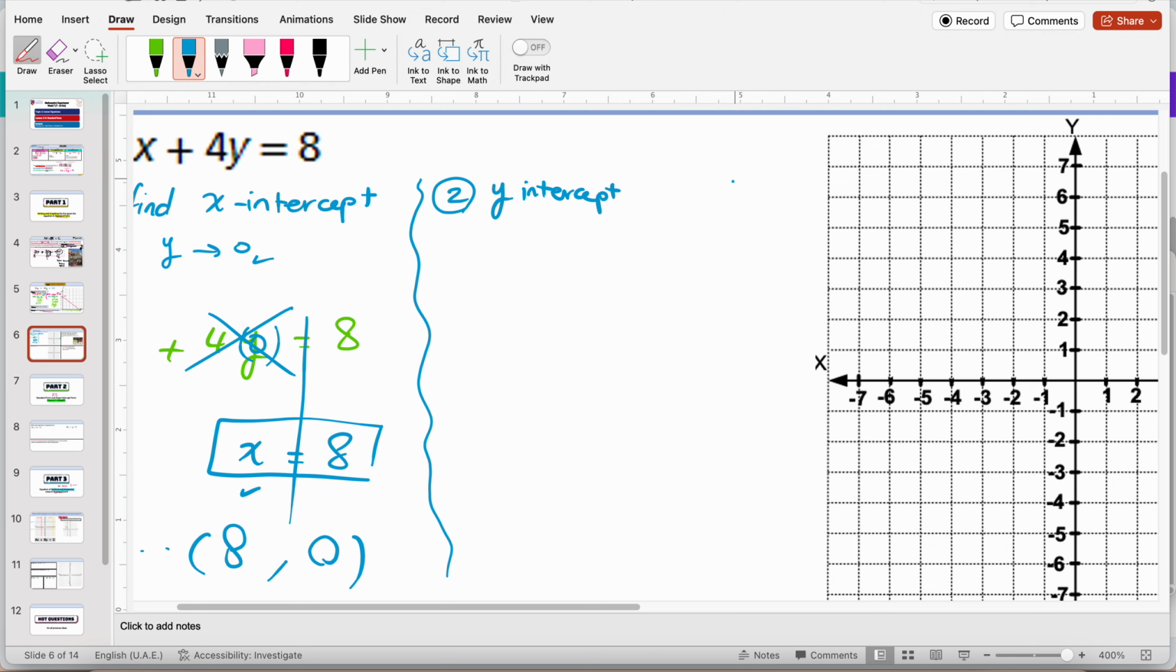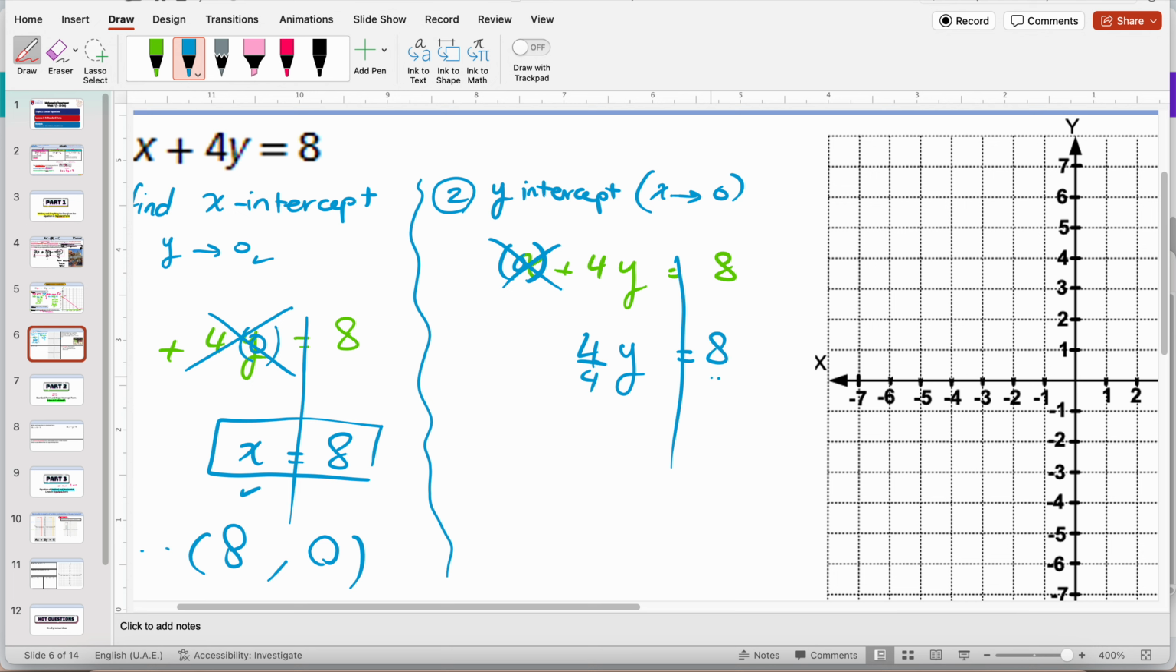So again, what does y-intercept mean? It means that x is 0. So write your equation. X plus 4y equals 8. Again, y-intercept means x is 0. That cancelled. So I only have 4y equals 8. Divide by 4 both sides. Y equals 2. This is my y-intercept.